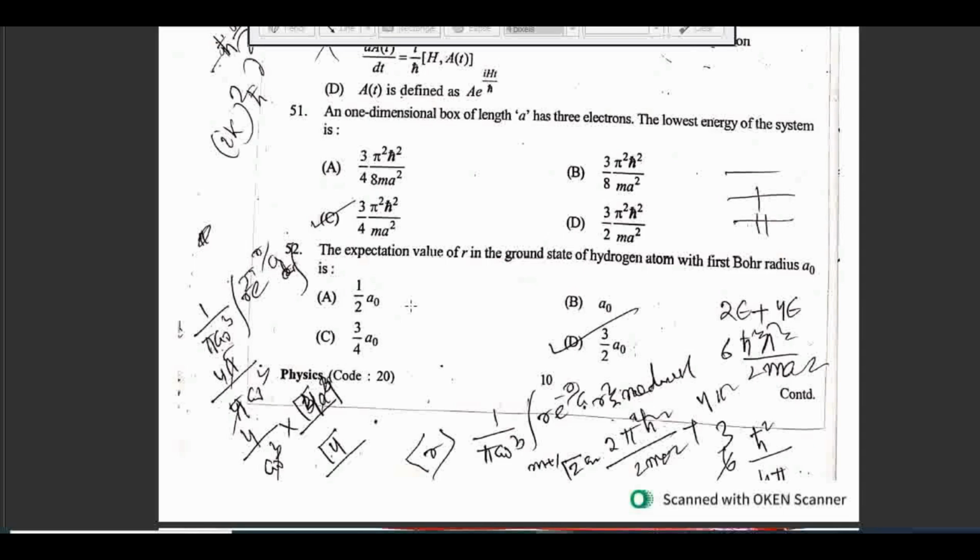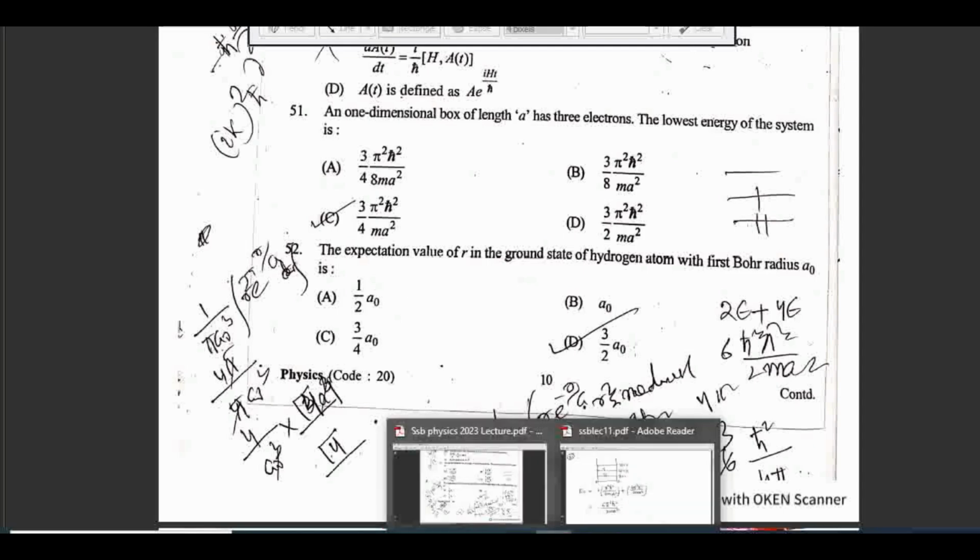Now coming to the 52nd question, it is given to find the expectation value of r in the ground state of a hydrogen atom, where a naught is the Bohr radius. How can you find it? To find the expectation value of the electron in the ground state, you need the ground state wave function for the hydrogen atom and the expectation formula.